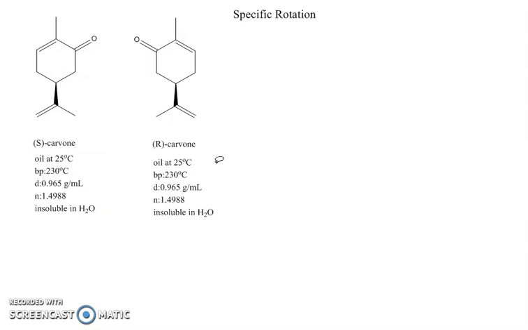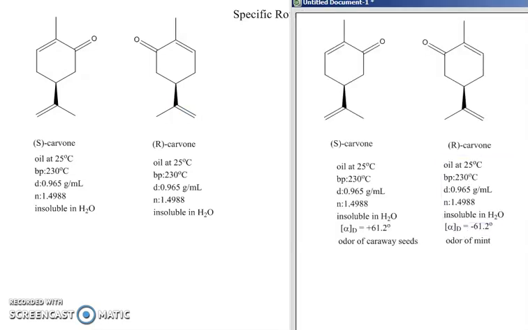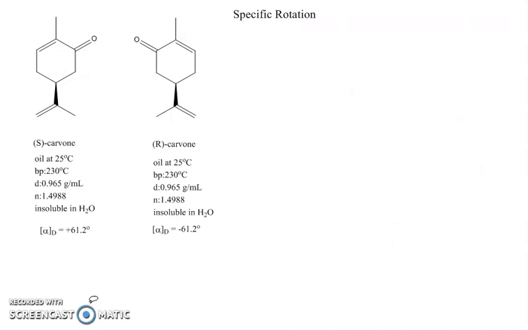So is there any way we can distinguish between the two? When I have a solution, can I tell if I have the S carvone or the R carvone? Well, there's one thing we can look at that's different between the two. If we look at the specific rotation, for the S carvone, it's plus 61.2. For the R carvone, it's minus 61.2. So there is a physical property that's different between the two. And we're going to talk about what specific rotation refers to and what it means and how we measure it. But before we do that, I want to point out one other thing that's different between these two compounds.